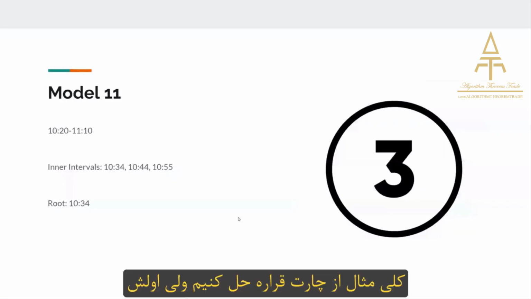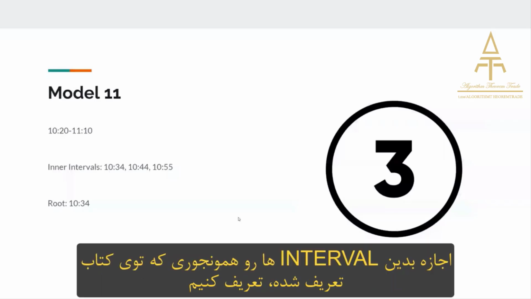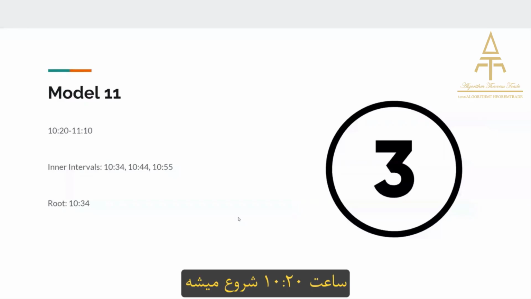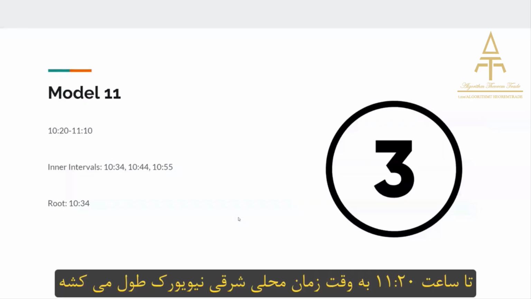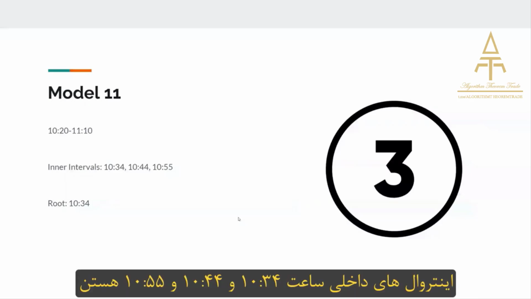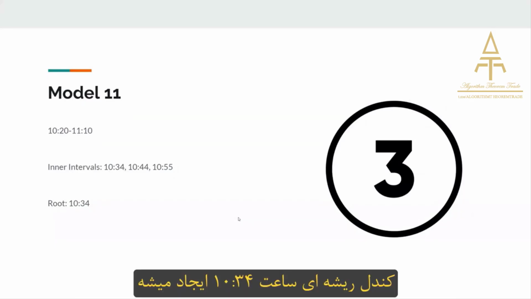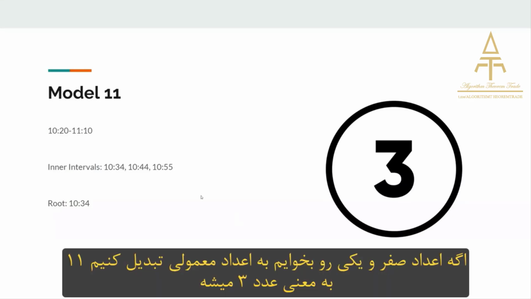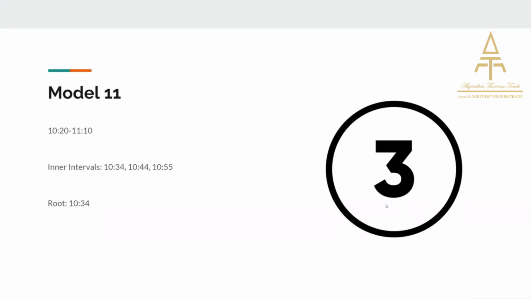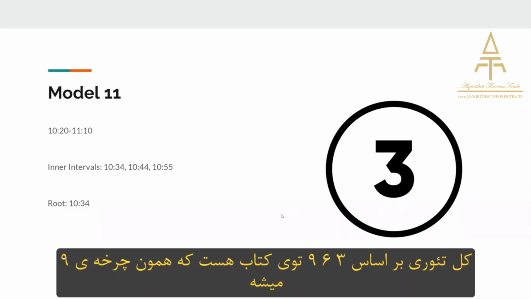We'll go through many examples through the charts, but first let us define the interval as it states in the book. It begins at 10:20 to 11:10 New York Eastern Standard Time. The inner intervals are 10:34, 10:44, and 10:55. The root candle is 10:34. Binary to decimal conversion, this stands for 3. The whole theory is based off 369 as stated in the book, the circle of 9.